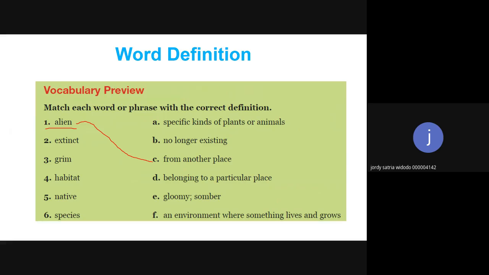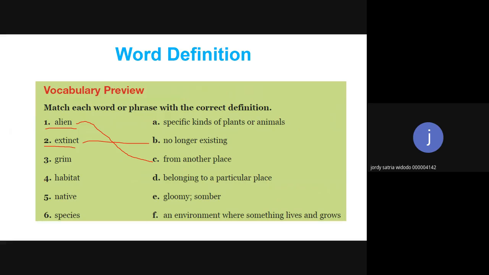And then extinct. Extinct means no longer existing. In the case of Komodo and also African elephants, they still exist, but they are endangered. Endangered means this is the lower level of extinction. They are still alive, but the numbers have been decreasing for decades.